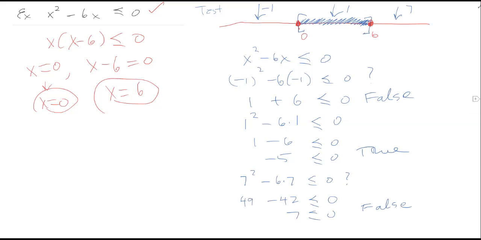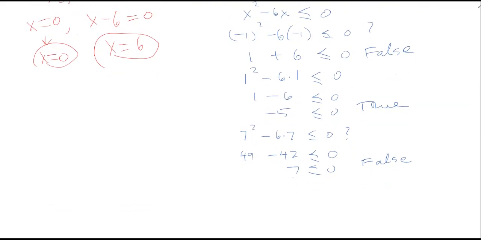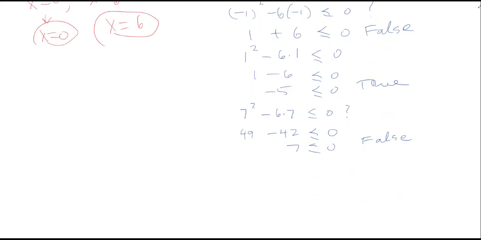So our solution then, in interval form, there's a graph of it. You can see in interval form it's just from 0 to 6, right? So we can write it this way: 0 to 6. That is your solution set.